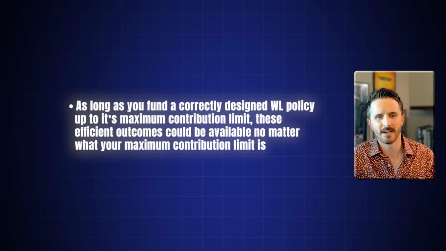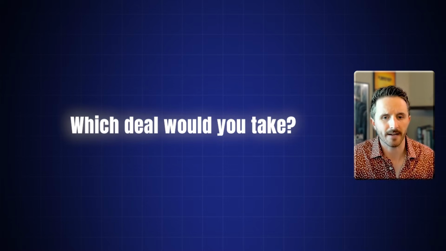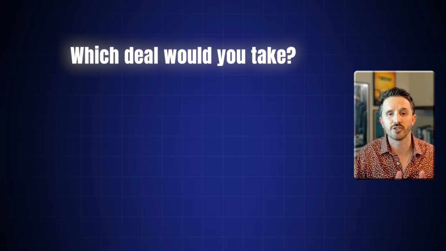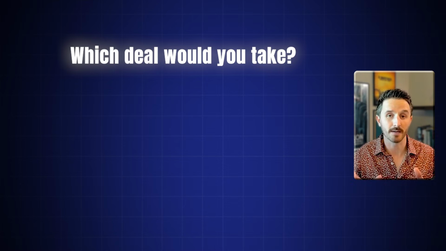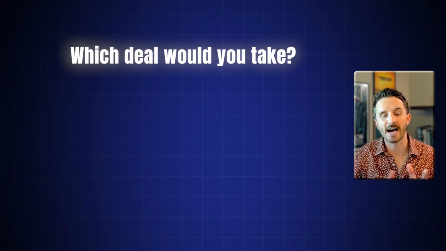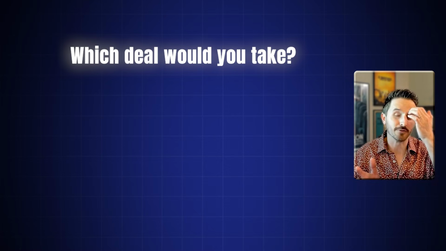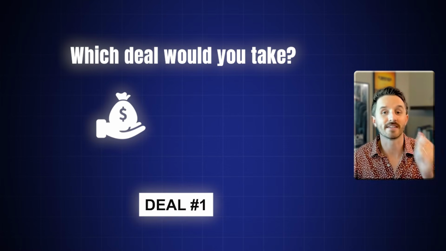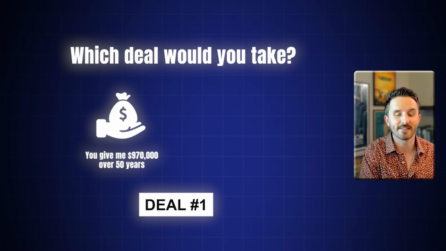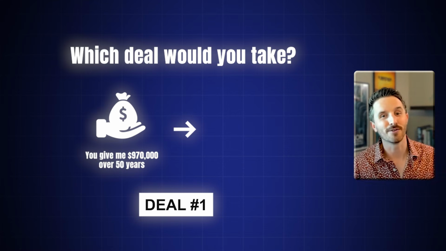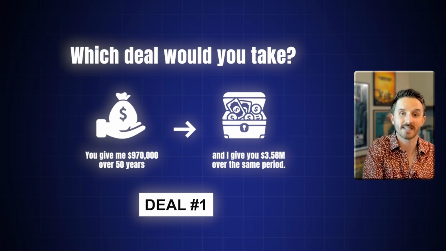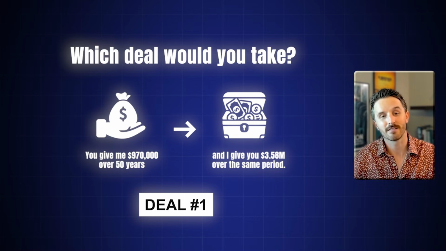Now, think about it this way. This is what I'm going to leave you with. Which deal would you take? The first deal is, imagine that you have contributed $2 million into something. Both deals are going to be the same, so you've put up the same amount of money. Now, over 50 years, out of whatever amount you end up with, you have to give me $970,000, right? So this is the first deal. You give me $970,000 and I give you $3.58 million, right? So that's the first deal.